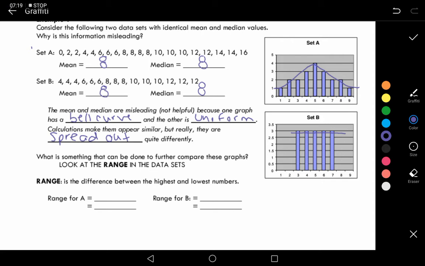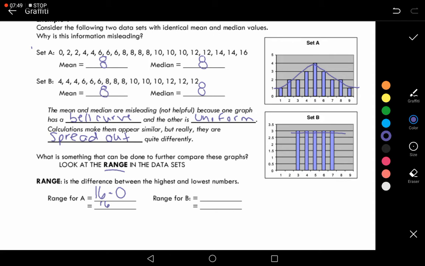What we can look at is the range in the data set. So the range is the difference between the highest and the lowest numbers. So for A, the highest number was 16, and the lowest number was 0. So in order to find the range, we would do 16 subtract 0. So that range is 16, right? Which just means these values range from 0 all the way to 16.